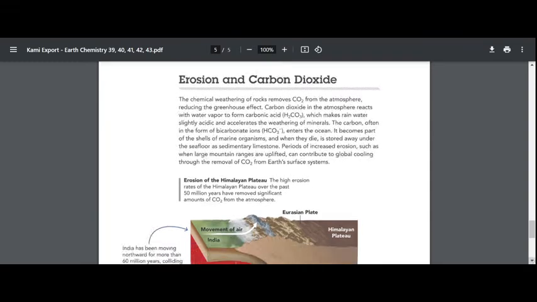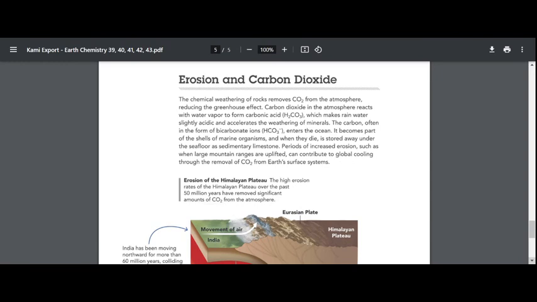So, erosion and carbon dioxide. The chemical weathering of rocks removes CO2 from the atmosphere, reducing the greenhouse effect. Carbon dioxide in the atmosphere reacts with water vapor to form carbonic acid, H2CO3, which makes rainwater slightly acidic and accelerates the weathering of minerals. The carbon, often in the form of bicarbonate ions, HCO3 minus, enters the ocean. It becomes part of the shells of marine organisms, and when they die, is stored away under the seafloor as sedimentary limestone.